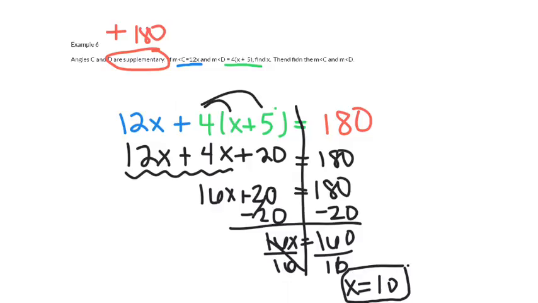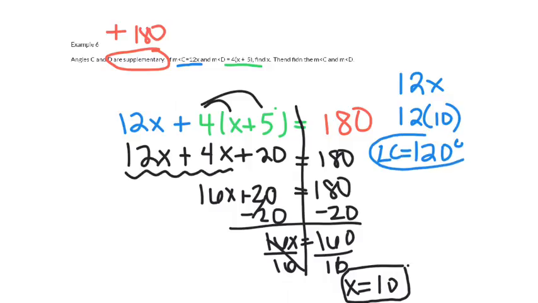Okay? Then we want the measure of angle C. The measure of angle C was 12x. So take x out and plug in 10. So the measure of angle C would be 120 degrees. Angle C is 120.